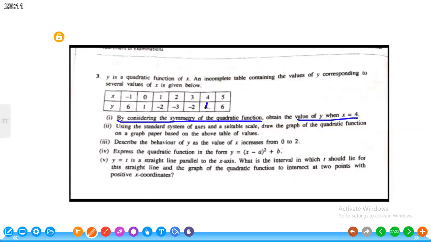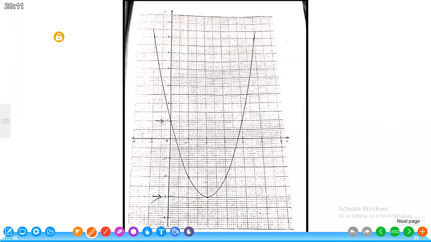Second one, using a standard system of axes and a suitable scale, draw the graph of the quadratic function on graph paper based on the above table of values. As you wish, you draw the graph by taking the tiny small division as 1 unit in the x-axis and also 1 unit along the y-axis. Like here 1, 2, 3 for the positive axis and also the negative axis, positive y-axis and negative y-axis.